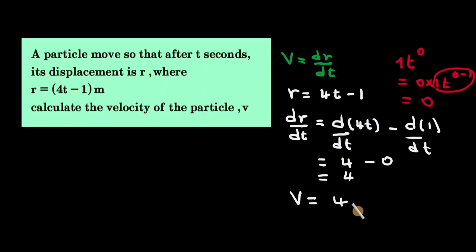But I need to write the units. The time was in seconds and the displacement was in meters. And you see here we are dividing meters by seconds. That's displacement over time. So it means that the unit here will be meters per second. So the velocity of the particle is 4 meters per second.